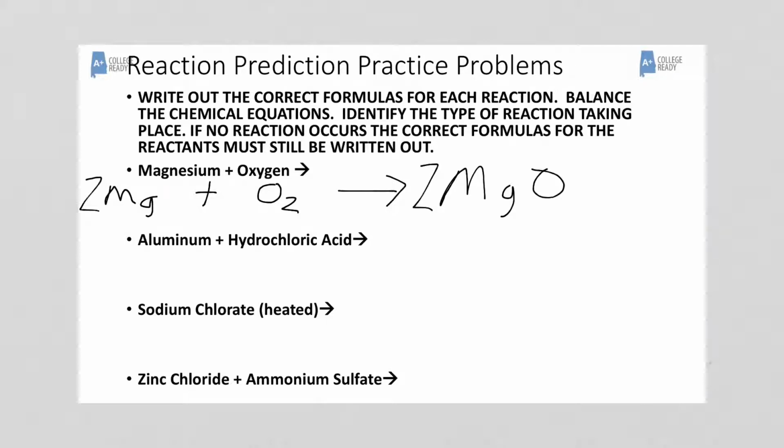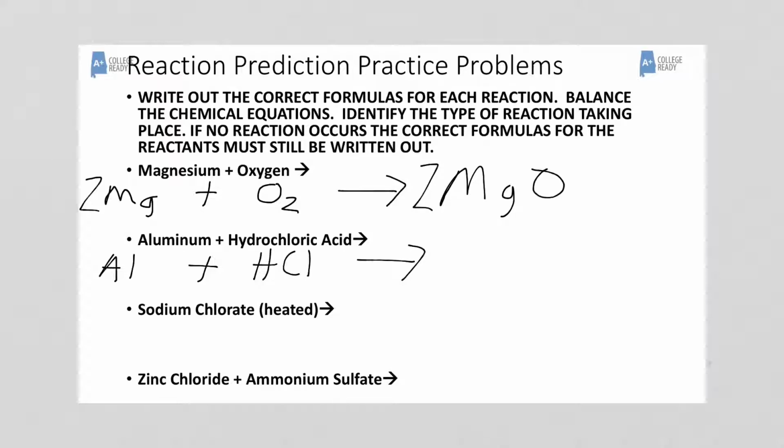The second one is aluminum plus hydrochloric acid. So here you have a metal plus a compound of some type. So this is going to be probably a single replacement reaction. So let's write out aluminum plus hydrochloric acid, HCl. You need to check your activity series here, and you need to make sure that the metal, aluminum in this case, is above hydrogen in the activity series, and it is.